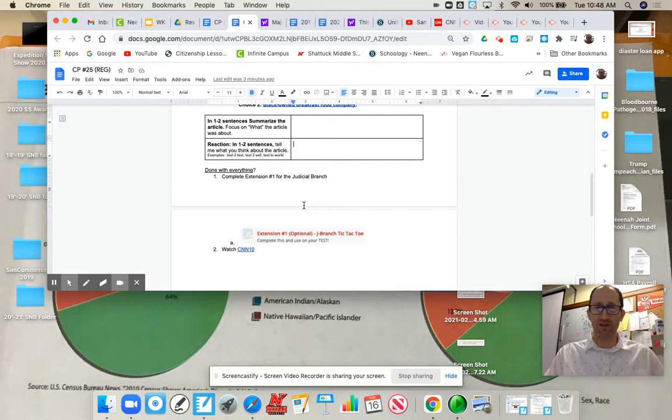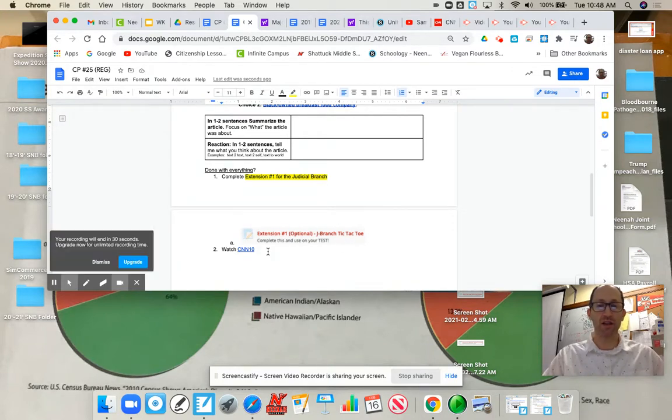Okay? If you have a little spare time, it would be pretty cool if you could spend a little time on the extension number 1 for the Unit 5, which is the judicial branch tic-tac-toe. And this is something you can use on your test and would be very, very helpful. So give that a whirl. It is located right here in the Unit 5 folder. Otherwise, if that's not interesting to you, or if you haven't done, watch CNN 10.